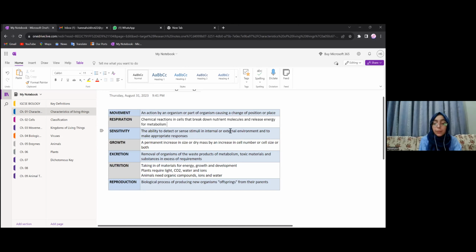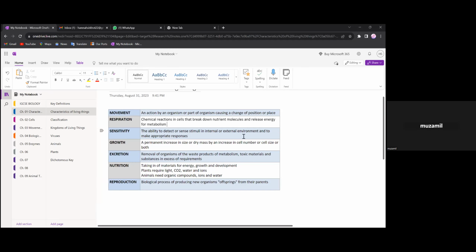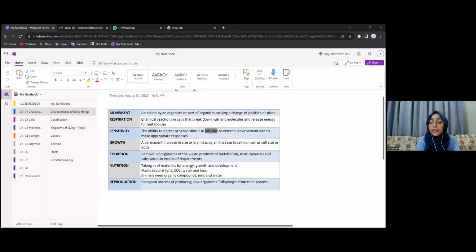In the external or internal environment. What is meant by external and internal environment? You know what the external environment is, around us. And the internal environment is inside our body. That's correct.